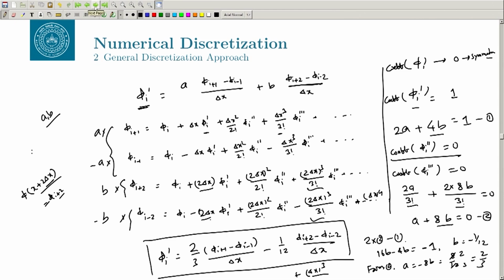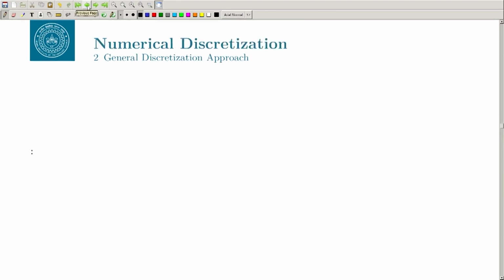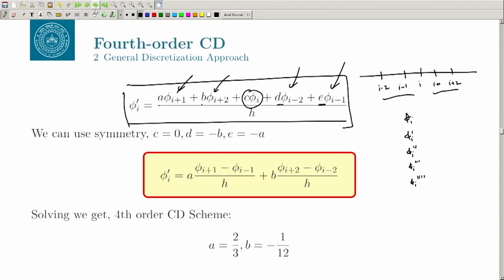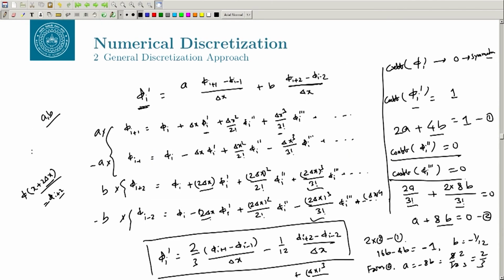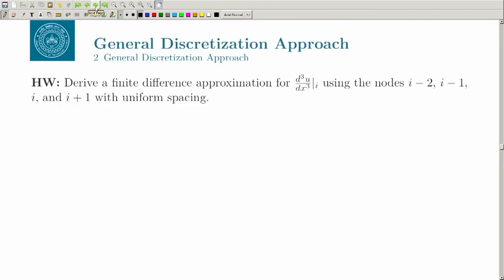So, what we did is we used the higher coefficients and equated them, and we increased the order of accuracy by increasing the stencil size and cancelling the higher order derivative terms. In this case we cancelled the third order derivative terms. Here we made use of that and we got the values. Similarly, you can use this for any more complicated case.